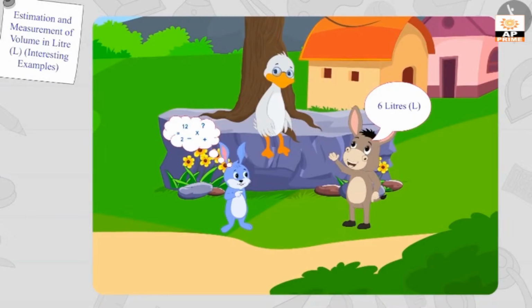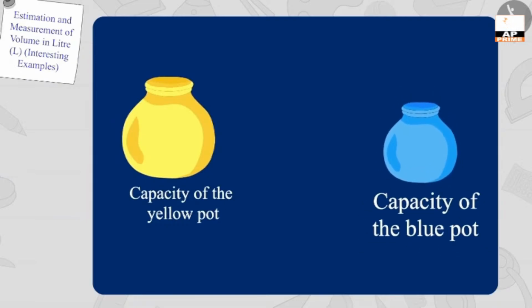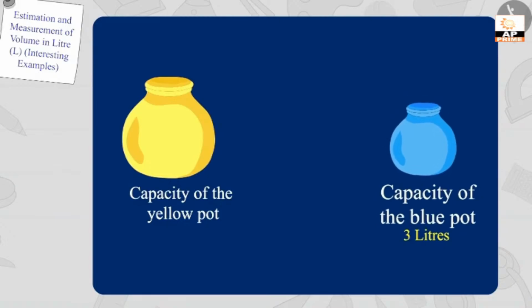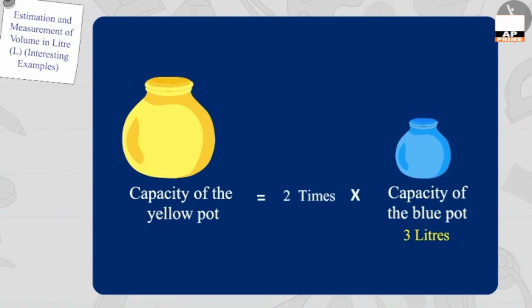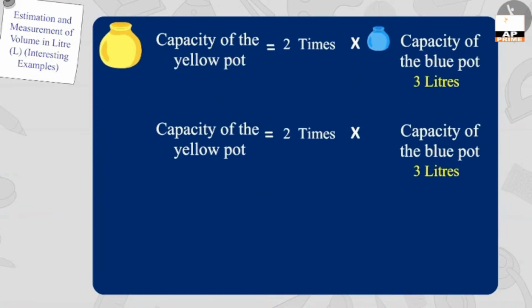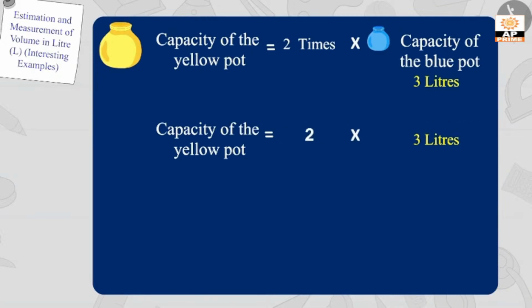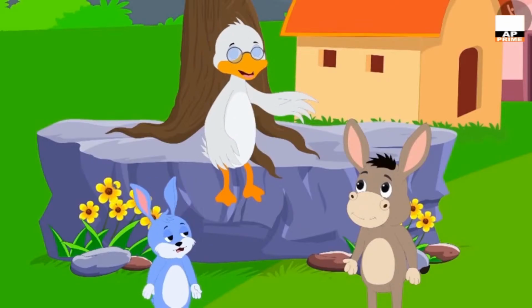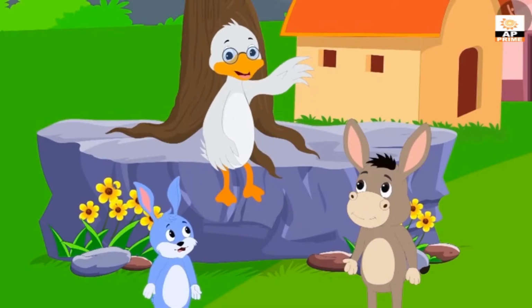We know that the capacity of the blue pot is 3 liters and the capacity of the yellow pot is twice that of the blue pot. In this way, the capacity of the yellow pot will be 2 times 3, which is 6 liters. Bhola's answer is absolutely correct. Your answer is absolutely right, Bhola.